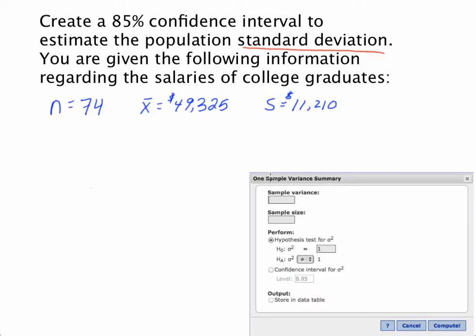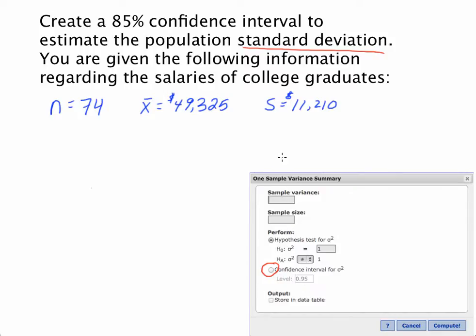I have copied a picture of exactly what we need in order to create the confidence interval in StatCrunch. We need the sample variance. We need the sample size. We're going to be performing a confidence interval, so we need the confidence level, and that's it. We're not using a table. We're using StatCrunch.